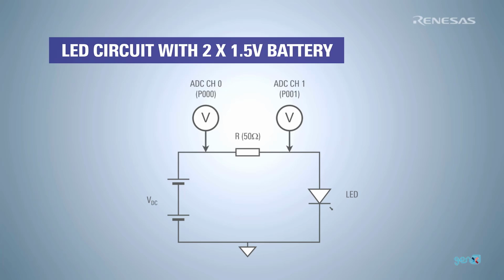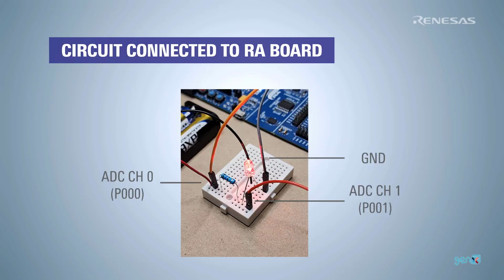Reviewing the circuit we are using for this demonstration, the ADC values are obtained from 2 points in the circuit, with channel 0 showing the live voltage level of the battery and channel 1 showing the voltage drop across the resistor. We would also need to connect the negative terminal of the battery pack with the ground pin of the EK board to align the ground voltage levels.